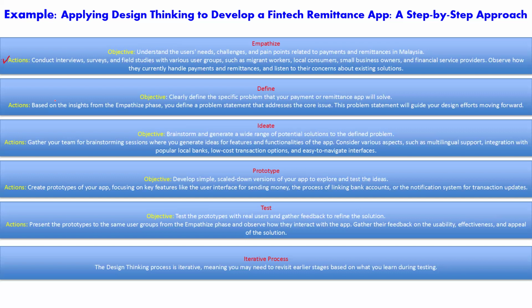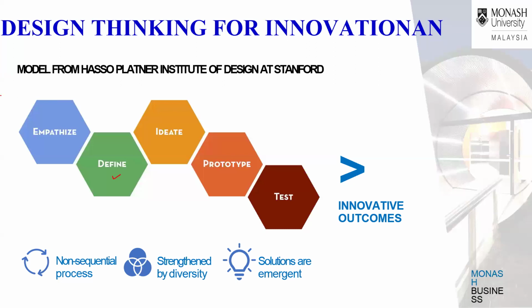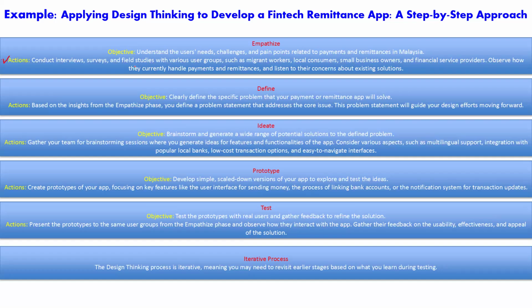Now we have to define it. We reach the definition part, which is the green box here. So when we define it, based on the insight from the empathize phase, you define a problem statement. This is what we call the value proposition that addresses the core issues. This problem statement will guide your design efforts as you move forward.